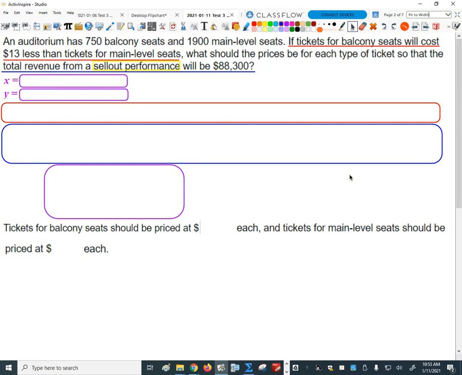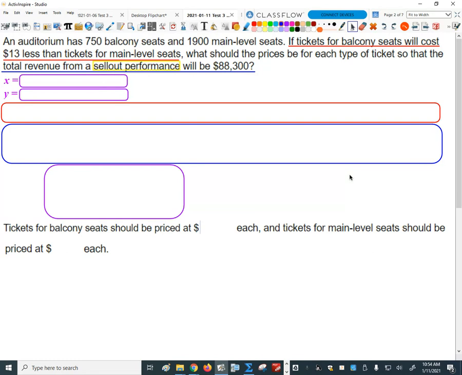So an auditorium has 750 balcony seats and 1,900 main level seats. If tickets for balcony seats will cost $13 less than tickets for main level seats, what should the prices be for each type of ticket? Now that's important, right? Remember, we go to the question oftentimes to figure out what the variables are, because almost always the question is asking about the unknowns, which are the variables. So what should the prices be for each type of ticket so that the total revenue from a sellout performance will be $88,300? Okay, so let's put this together piece by piece.